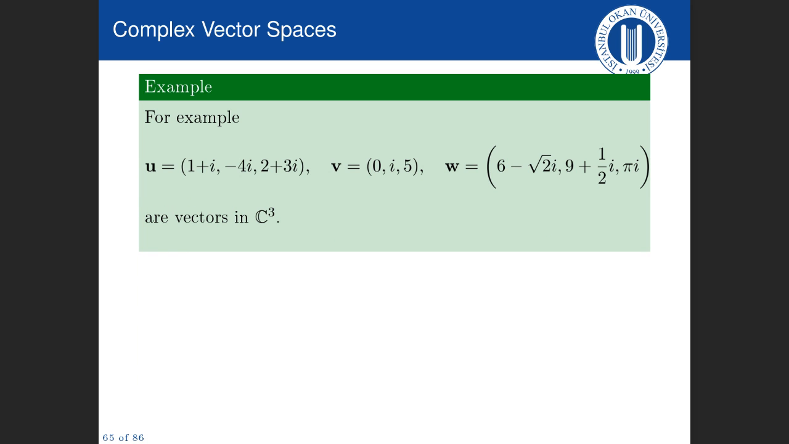For example, u is the vector (1 + i, -4i, 2 + 3i). We've got 3 complex numbers in a vector, so this is a vector in C^3. Likewise, (0, i, 5) is a vector in C^3, and (6 - √2 i, 9 + ½ i, πi) is also a vector in C^3.